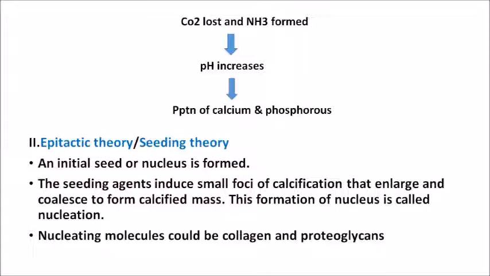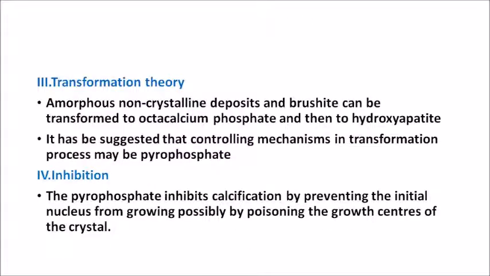This theory states that there is an initial seed or a nucleus formed, and these seeding agents can induce different foci of calcification that will slowly enlarge and coalesce and form a single calcified mass. So this small nuclei forms, and this process is called nucleation. These nucleating molecules can be collagen or proteoglycans or any organic substances which will act as a seeding agent for the calcification. The third theory is transformation theory.